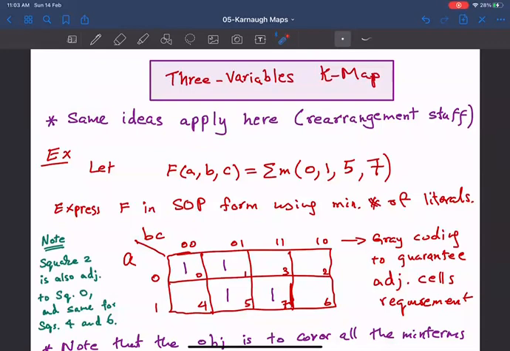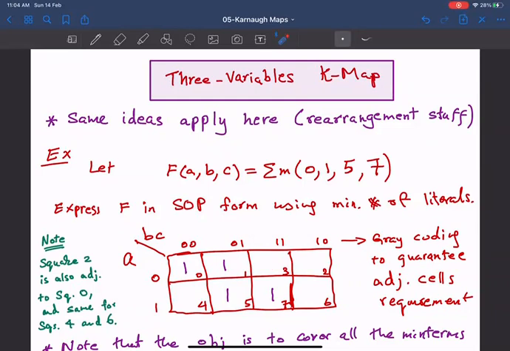We have A here, that goes from 0 to 1, and it is composed of 8 cells. And we have BC, two variables, going horizontally from 0, 0 all the way to 1, 0. Notice that the way we do it is 0, 0 followed by 0, 1 followed by 1, 1, not 1, 0. 1, 1 and then 1, 0. Why did we change the order here? To respect the adjacency, so that these two cells are adjacent, so they change by only one literal. And these two cells are adjacent, so they change by one literal.